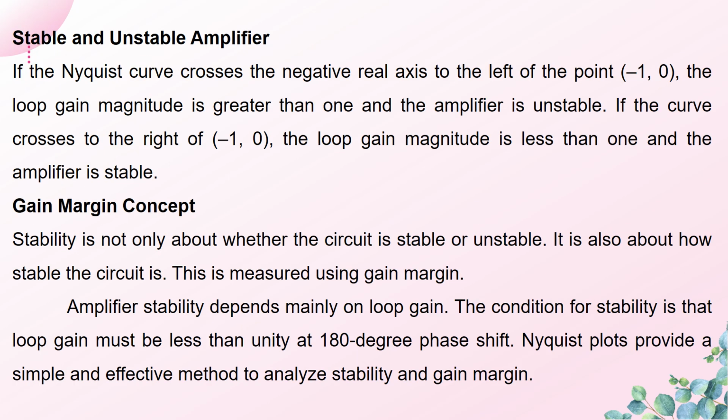So next let's see how an amplifier is said to be stable or unstable. If the Nyquist curve crosses the negative real axis to the left of the point -1, 0, then the loop gain magnitude is greater than 1 and the amplifier is said to be unstable. If the curve crosses the negative real axis to the right of the point -1, 0, then the loop gain is less than 1 and the amplifier is in stable condition.